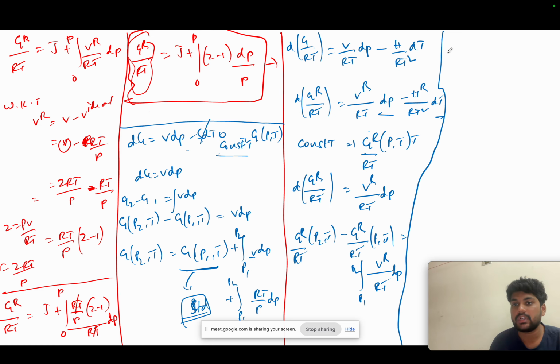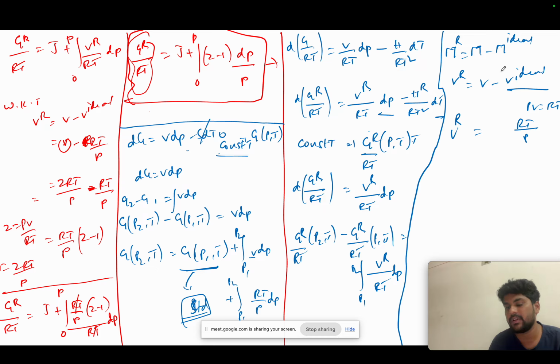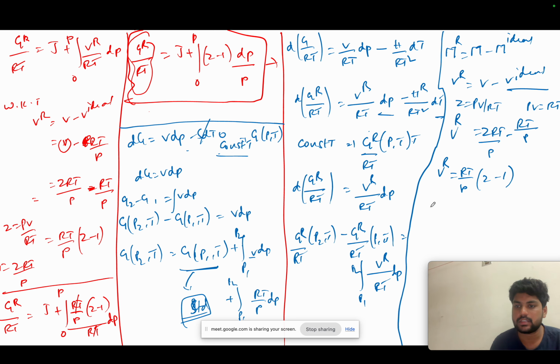Now we know from the residual relation that for ideal gas PV equals RT, so V equals RT by P. For non-ideal gases, we have the compressibility factor, Z equals PV by RT, which gives V equals ZRT by P. Taking RT by P as common, the residual volume VR will be RT by P times Z minus 1. So GR by RT at P2 comma T equals GR by RT at P1 comma T plus the integration from P1 to P2 of RT by P times Z minus 1.